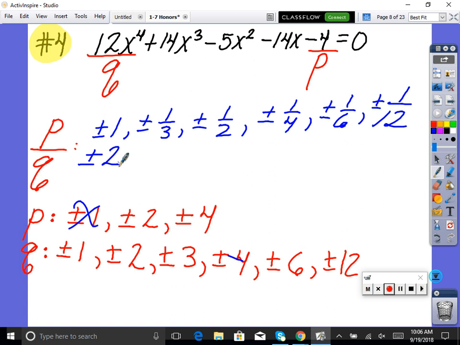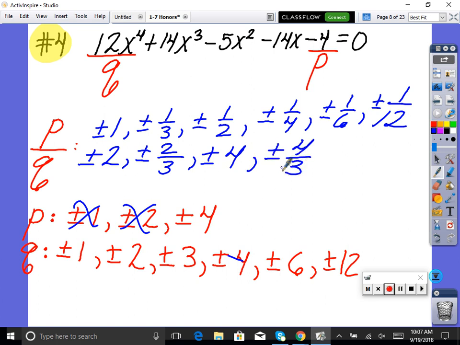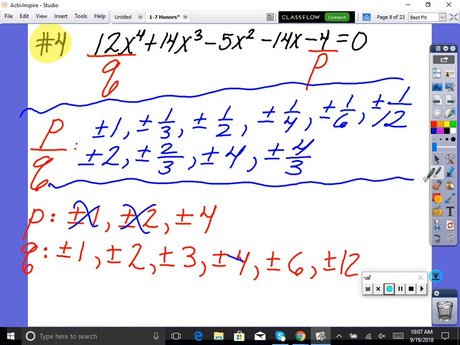True? Now look, 2 over 2 is 1. You don't need to list it out again. We've already got 1. 2/3, we don't have that one, so we need plus or minus 2/3. 2/4 is a half. We've already listed that. 2/6 is a third. We've already listed that. 2/12 is 1/6, and we've already listed that. We just took care of 2. P over Q, so we have plus or minus 4 over 1, which is 4. 4/2, which is 2. We've already got it. 4/3, we don't have that one listed. Then 4/6 is 2/3, we've got it. And then 4/12 is 1/3, we've got it. So guys, if there's a fractional solution, it's going to be one of those. It has to be one of those.